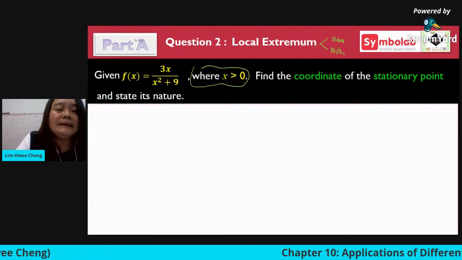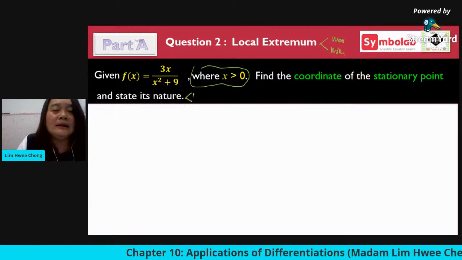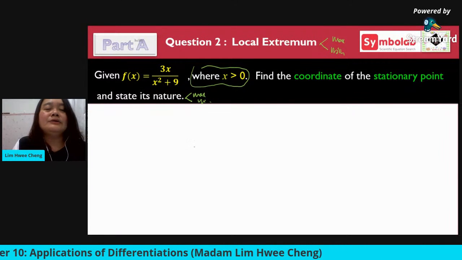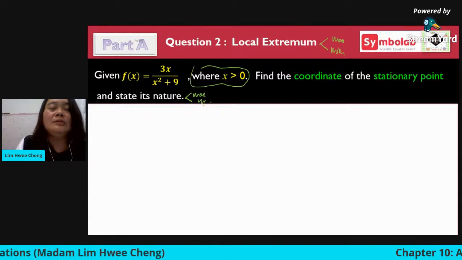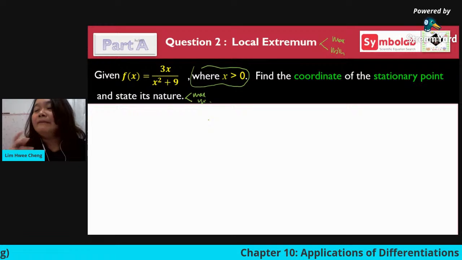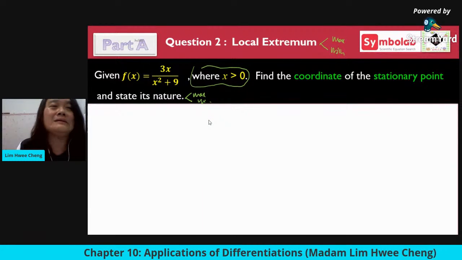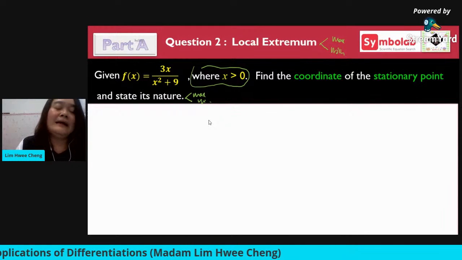Okay, bila ada perkataan state its nature ini, you kena state sama ada dia adalah maximum or minimum. Okay, how you state? You mesti guna first derivative test atau second derivative test. After this, I will show you. So the app will give you the hint, how you do the first derivative test and the second derivative test again.